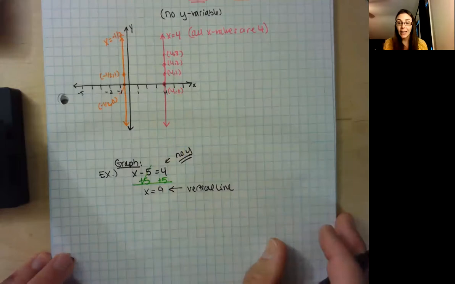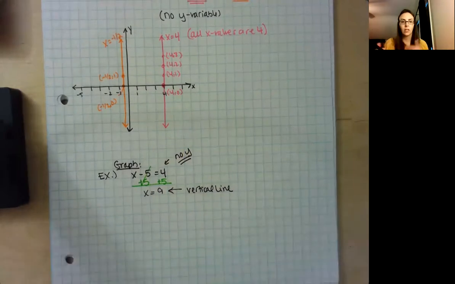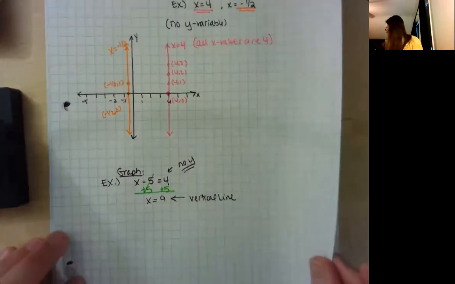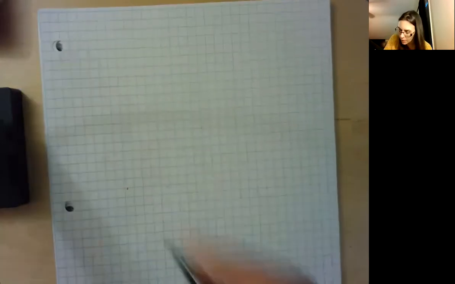If it has a y and an x, it's some sort of tilted or slanted line. It's not going to be one of these exceptions. So these are our exception lines. And the other one is our horizontal.